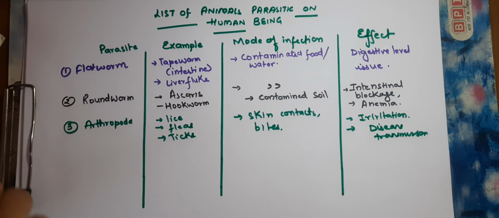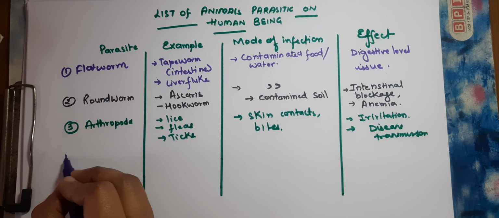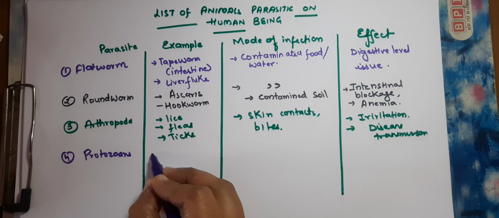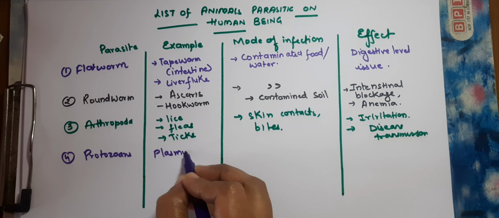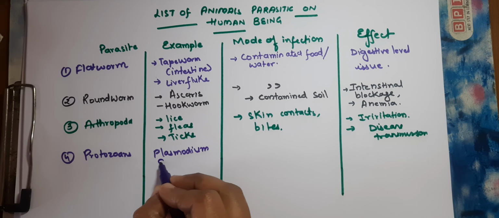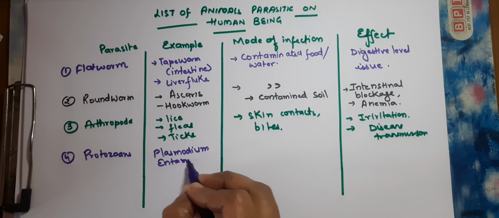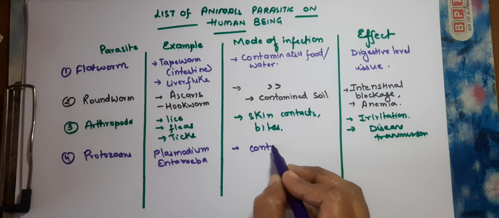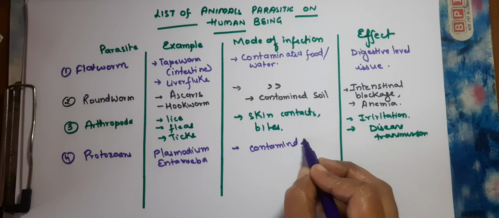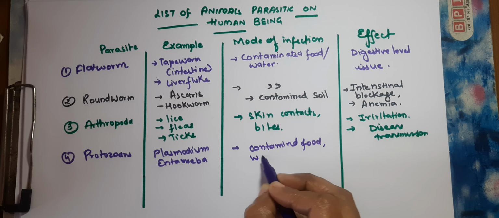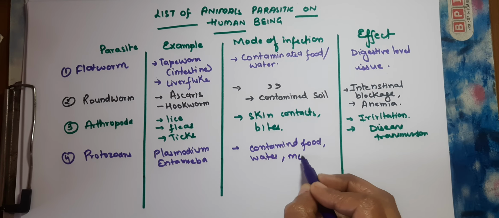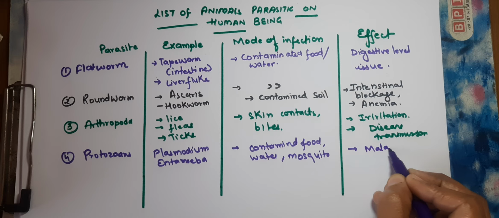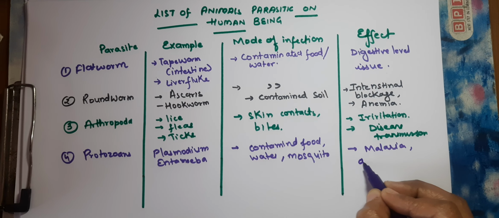The fourth one is, students, the protozoa. This will include the plasmodium and entamoeba. Again the source is contaminated food, water, and mosquitoes, and they will cause malaria and amoebiasis in human beings.